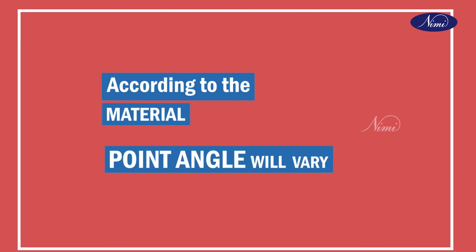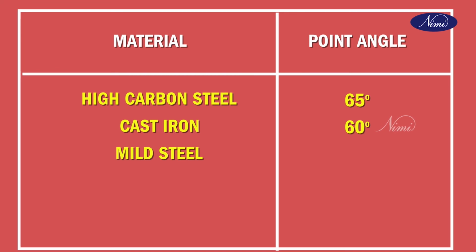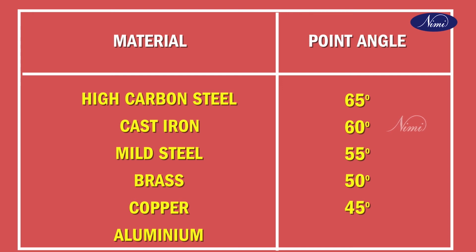For example, according to the material, the point angle will vary. Number 1, high carbon steel, the point angle will be 65 degrees. Cast iron material, the point angle is 60 degrees. Mild steel, the point angle is 55 degrees. Brass material, the point angle is 50 degrees. Copper material, the point angle is 45 degrees. Aluminum material, the point angle is 30 degrees.